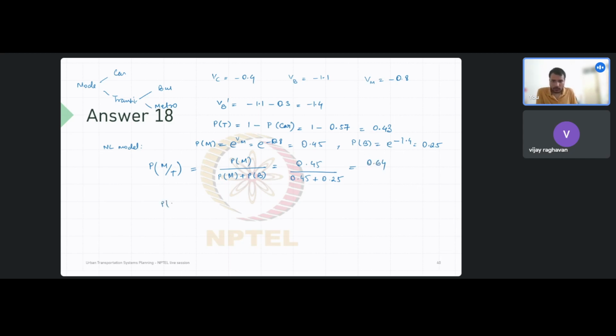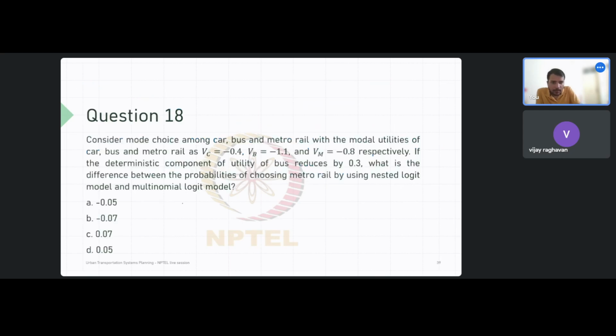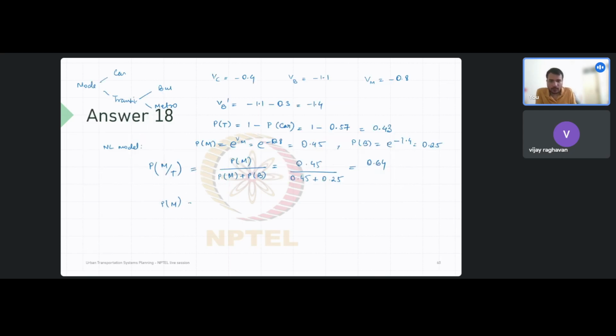Now we have to find the probability of metro rail. So metro rail will be probability of transit into probability of metro given transit. So first we will choose transit. So there will be a probability for that. And then after choosing transit, we have to choose metro. So that is PM by T. So we have to take the product because these two are sequential events. So first we will choose between car and transit. And then once we have chosen transit, we'll decide, okay, we have to choose bus or metro. So there will be two probabilities which we will take the product of.